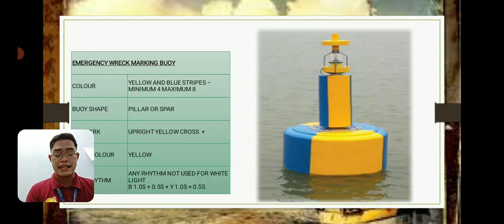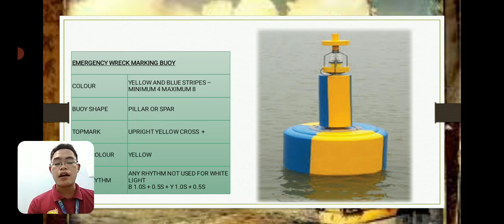So this is the example of the emergency wreck marking buoy. For the color, yellow and blue stripes, minimum of 4, maximum of 8. The buoy shape is a pillar or spar. For the top mark, an upright yellow cross. For the color, yellow. For the rhythm, any rhythm not used for white lights.